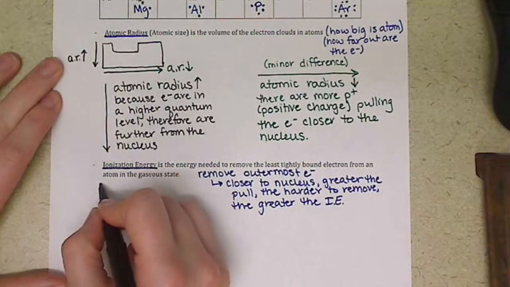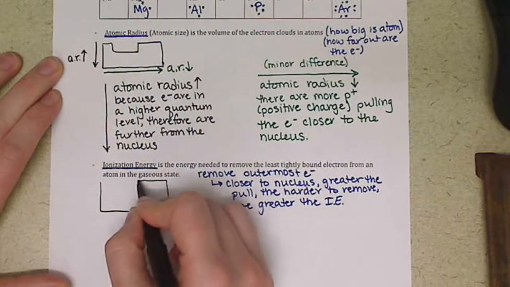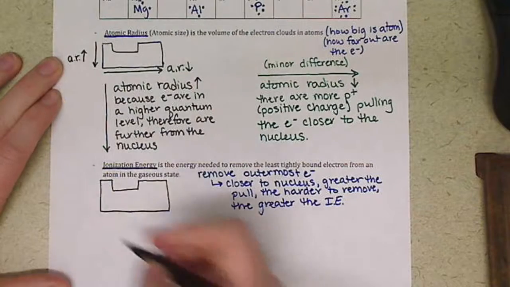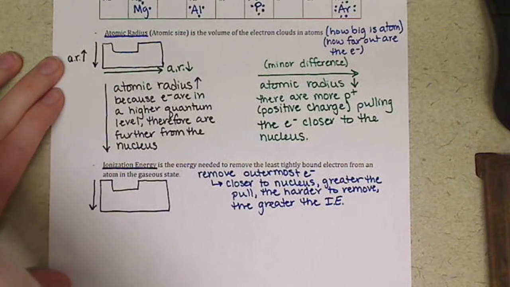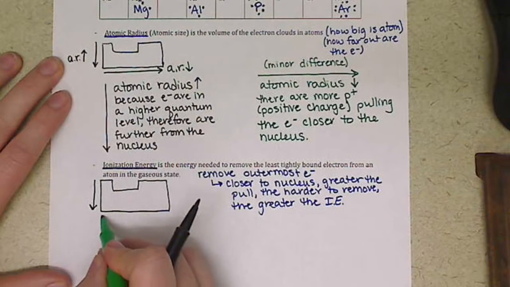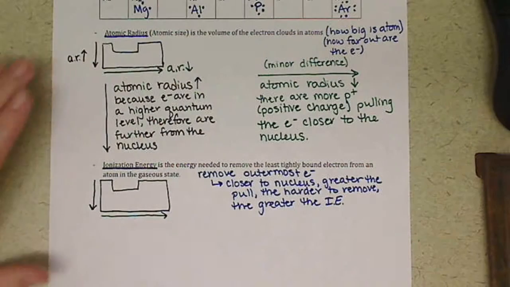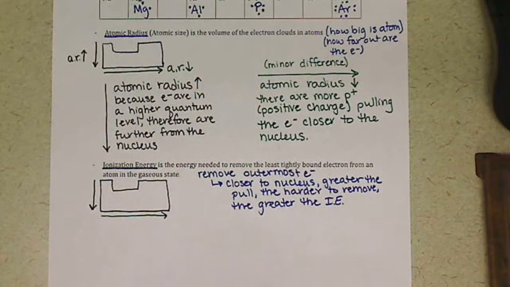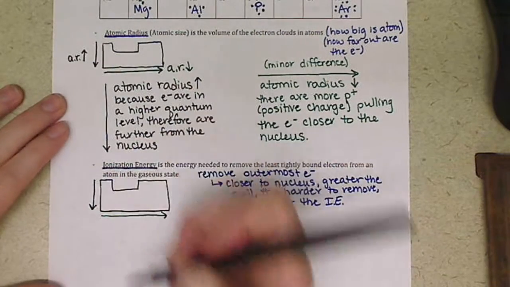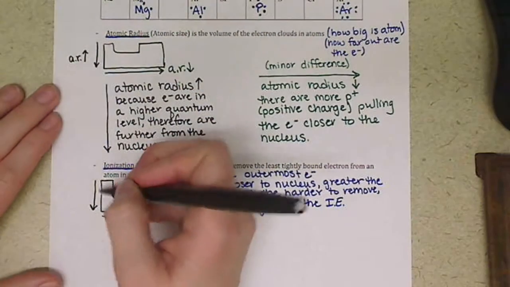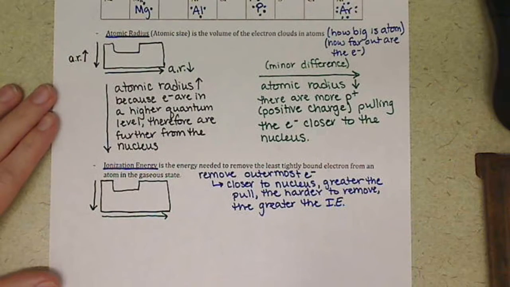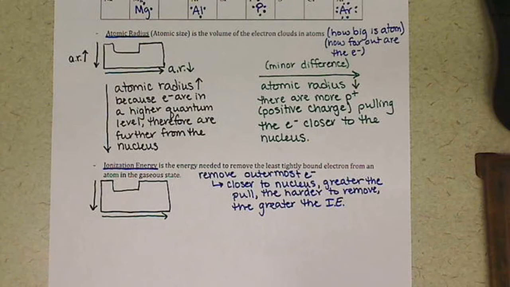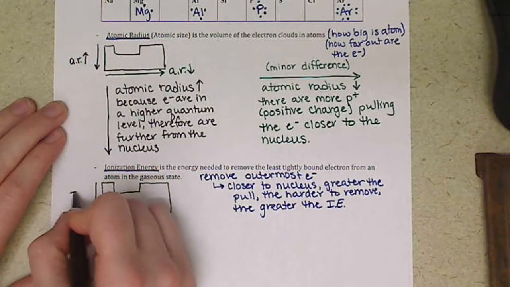Okay. So we're going to look at the same two trends. We want to look at going down the periodic table and going across the periodic table. Again, going down the periodic table is the greater trend. As we go down the periodic table, the electrons get further away from the nucleus. Further away from the nucleus, easier to remove, the lower the ionization energy.